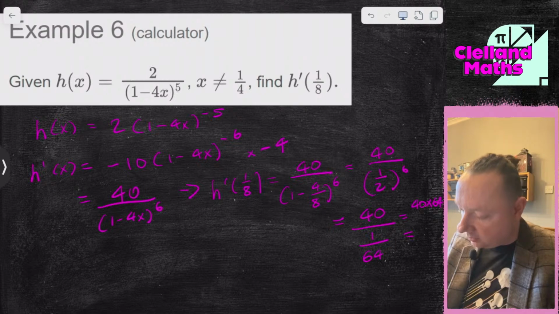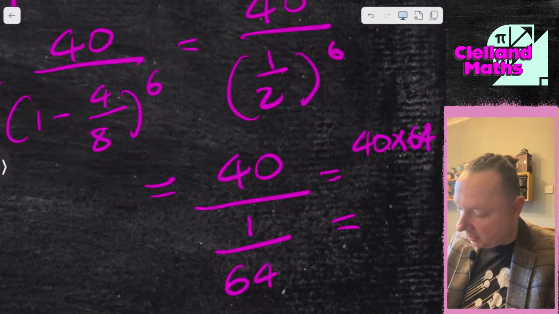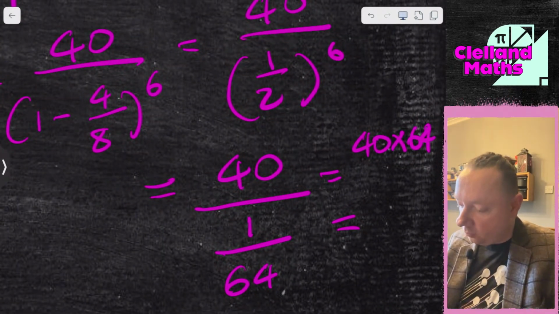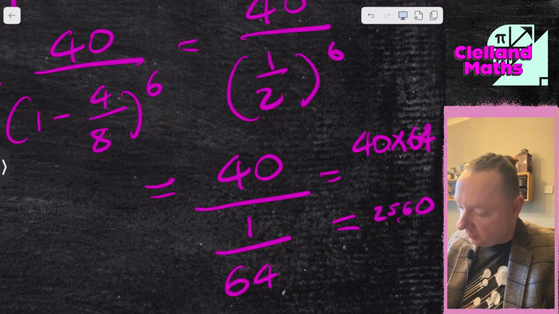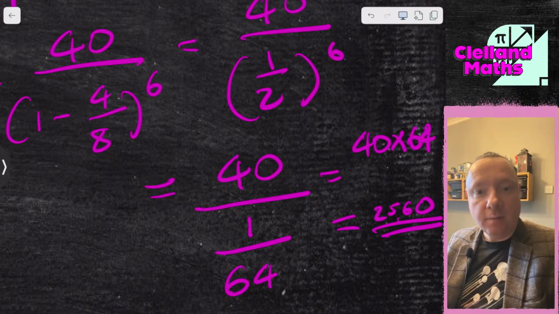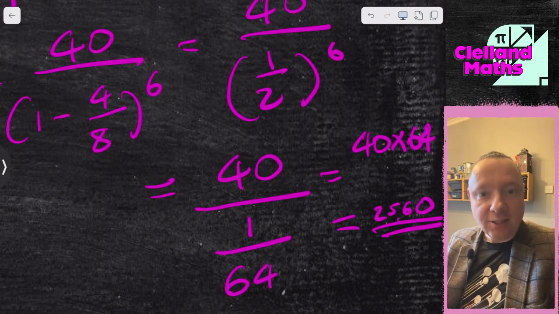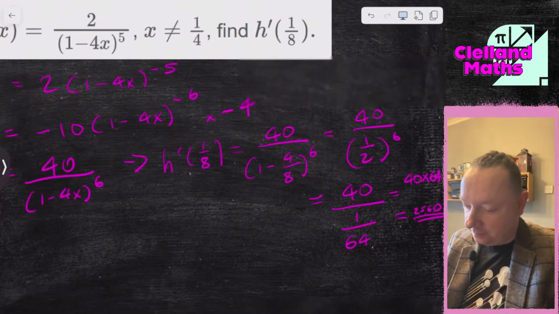Can I do 40 times 64 in my head? Let me just zoom in there. Well, 4 4s is 16, 4 6s is 24, makes 25, 2 5 6 0, and we're done there. But you don't need to be smart like me. You can just use a calculator when it says use a calculator, and you'll be fine.